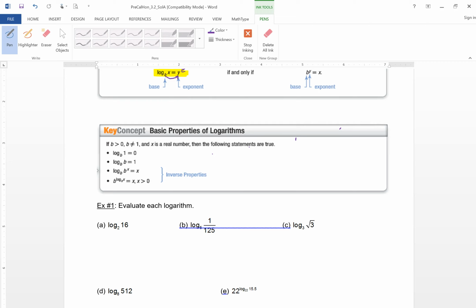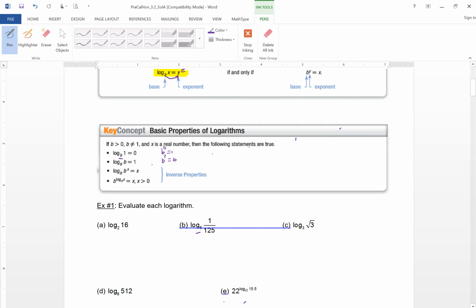Okay, so because this is the exponent, right? Now let's ask ourselves, if you have a base, this base to the power of what will give you 1? So b to the power of what gives you 1? 0. So log b of 1 equals 0. Okay? Because b to the 0 equals 1. So again, b to the power of what is b? 1. Therefore, log base b of b is 1. Okay?